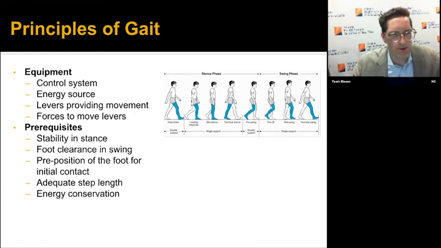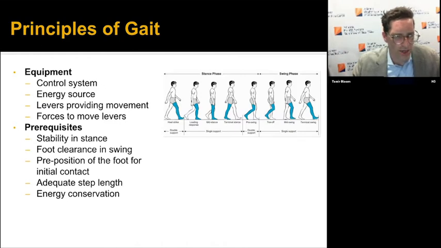There are a few pieces of equipment that we need for normal gait. We need a control system, which is the brain, which is obviously impaired in folks with CP. We need an energy source, and this is the biochemistry of our muscles to generate energy. The levers, these are the bones that provide movement, and the forces that move the levers are the muscles. So the muscles are affected in folks with CP, and some of the levers may be affected as well, as we'll see.